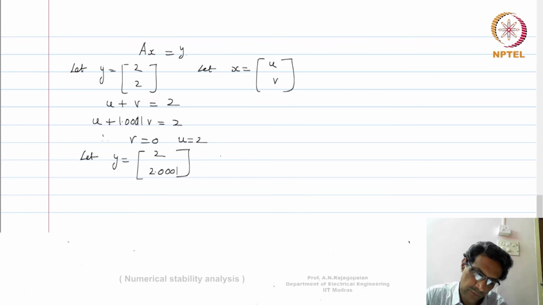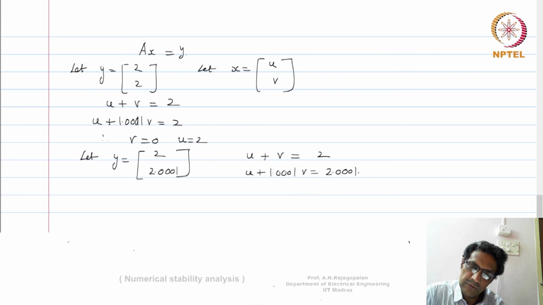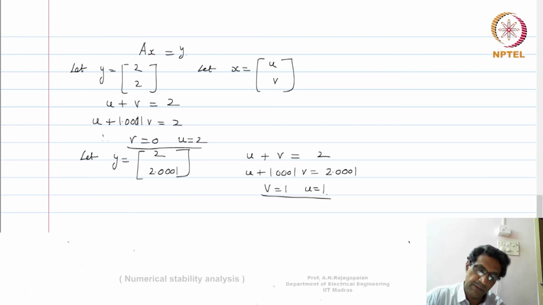So if you do Ax equal to Y for this, you get again U plus V is equal to 2, but now you'll get U plus 1.0001V is equal to 2.0001. Or in other words, you get V is equal to 1 and U is equal to 1. So therefore, see the change in U and V. Earlier it was V equal to 0, U equal to 2, and now V is equal to 1, U is equal to 1. Which is a big change, right?